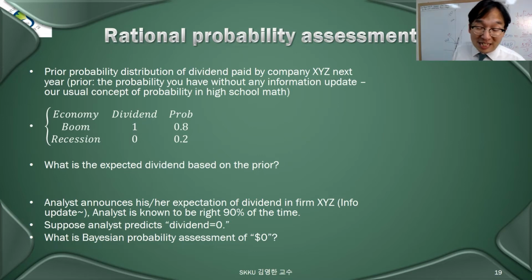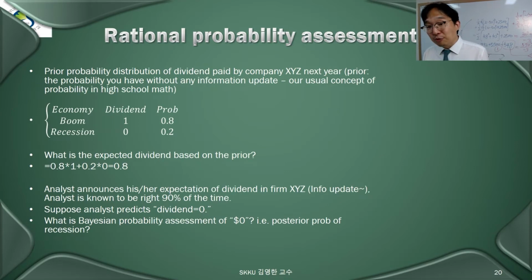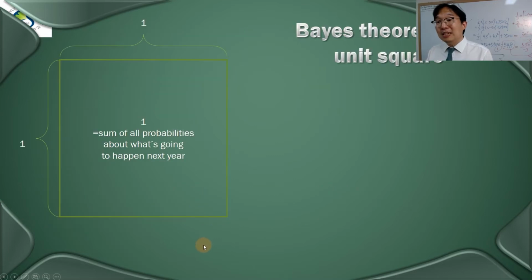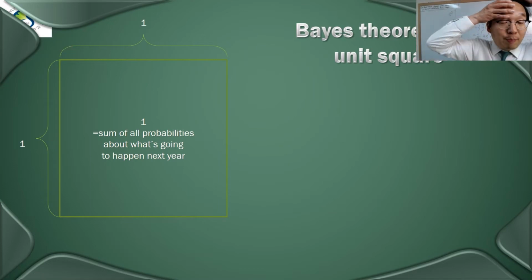Okay, expected dividend next year. So that's the question we are going to address, right? Prior probability 80%, I told you, right? And then the expected dividend is this, based on prior probability. But the posterior probability, how would you do it? Well, I introduced you to this pictorial explanation about Bayesian rules, right?